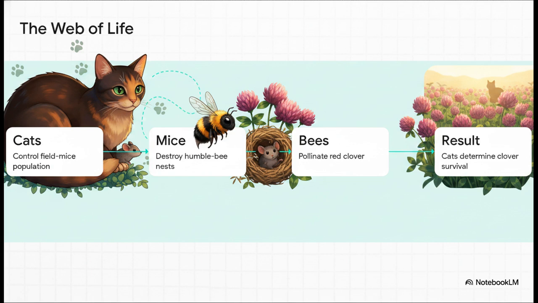He noted that red clover can only be pollinated by humblebees. No other bee can reach the nectar. So if the humblebees disappear, the red clover is gone for good. But what controls the bees? Field mice. Mice constantly destroy their nests. And what controls the mice? Cats. So Darwin realized that the number of cats in a village basically dictates the number of mice, which allows the bees to thrive, which then allows the red clover to grow. The presence of a neighborhood cat literally determines the survival of a flower. Now that is a tangled web of life.